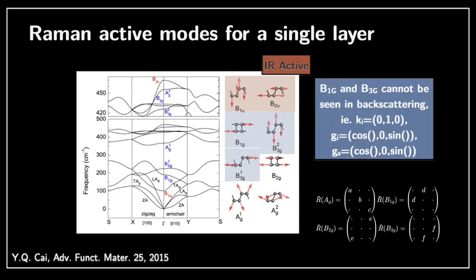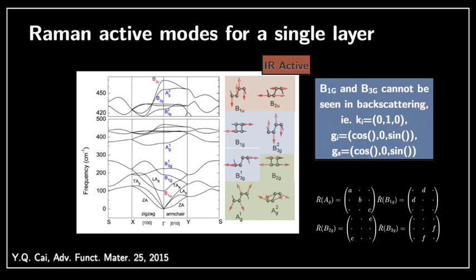Those modes here are Raman active, but they are not seen in backscattering. I'm going to explain what we mean by backscattering, and those modes are typically seen in backscattering. So backscattering is when light shines just normal to the surface of phosphorene. So this is not a typo: Ki is 0, 1, 0, so it's along the y direction.